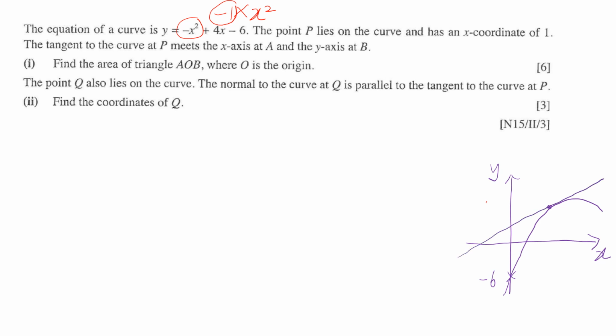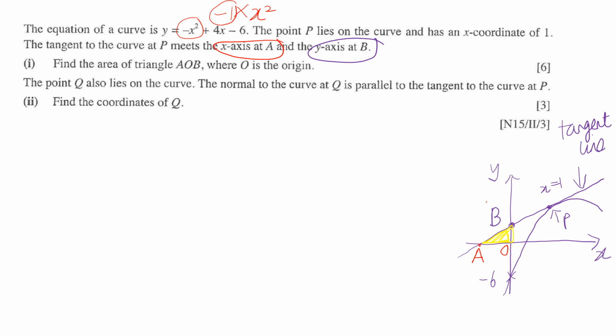Alright, so this is point P. This is where x equals to 1. That is our tangent line. Right, and this particular tangent line will cut the y-axis at point. This point here will be B, as stated here. And then cuts the x-axis at point A. Alright, always the origin, and we are asked to find the area of this, highlighted in yellow for you.